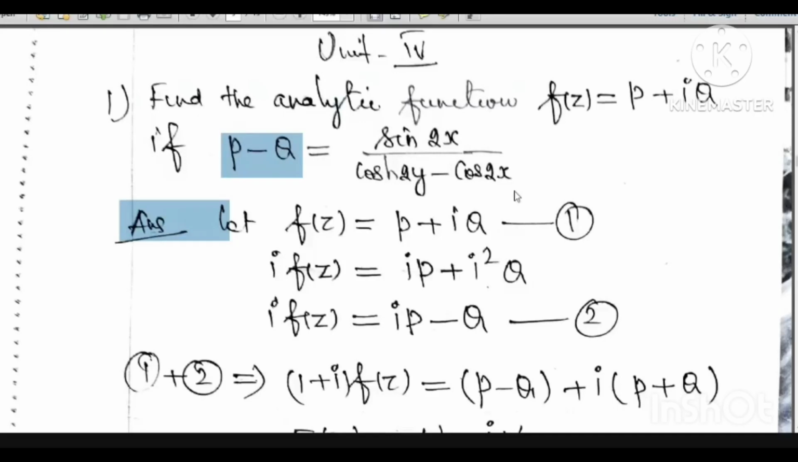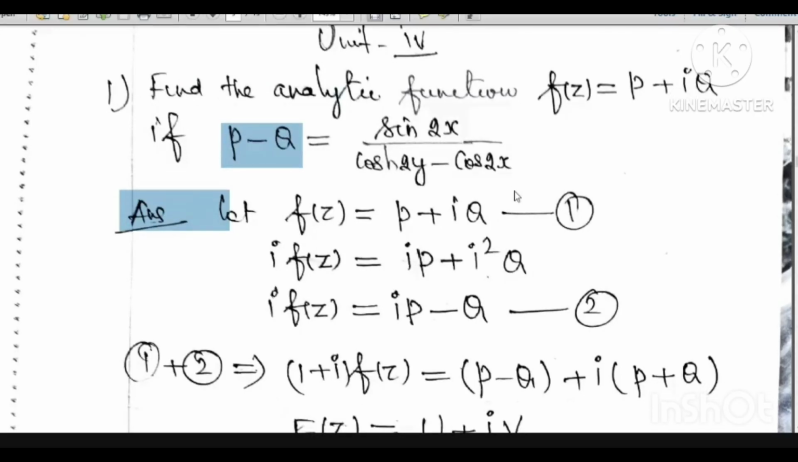cos 2x. This is the question. But I'm going to solve this question using what is f of z. First, I'm going to take f of z is equal to p plus iq. This is f of z. P plus iq is equal to f of z.